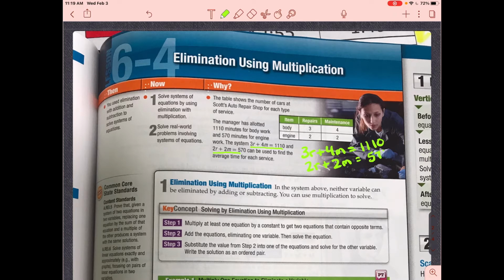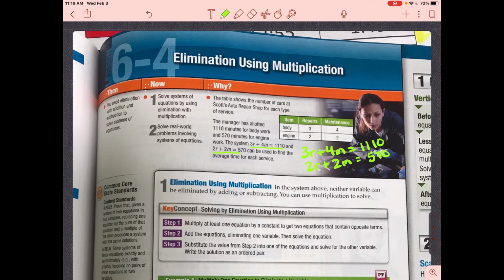So we are not solved for one variable to easily use substitution, so that's fine. It's not what we're talking about today anyway. And we are not set up to add these things together and have anything cancel out. So if I were to add them together, frankly, I would get 5R plus 6M equals 1,680. And that doesn't help at all because we didn't cancel out a variable.